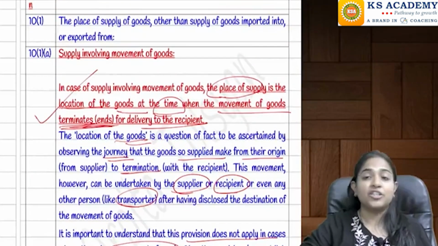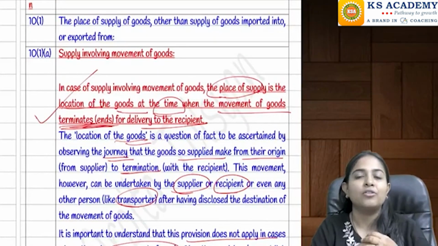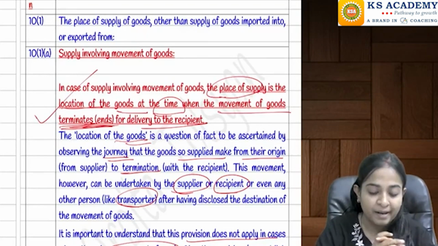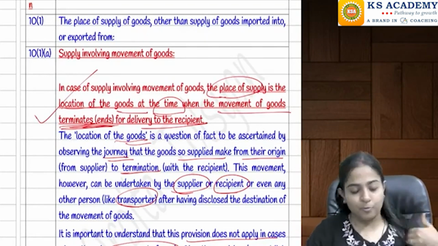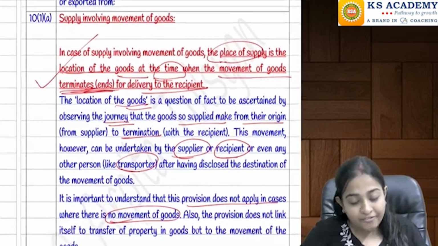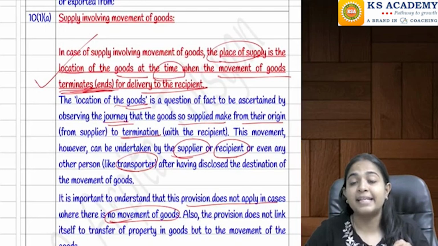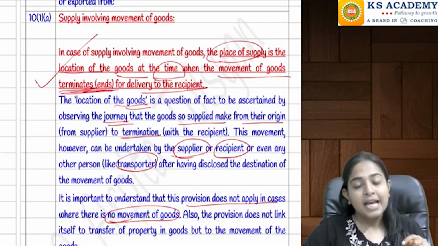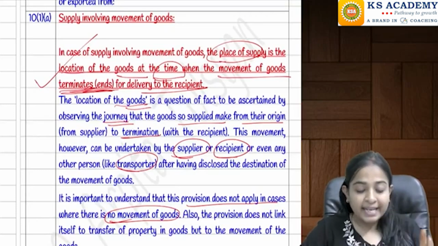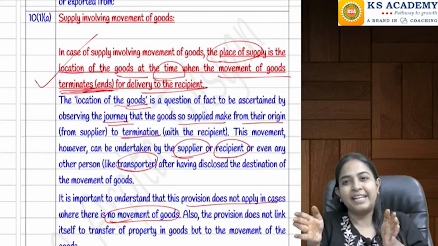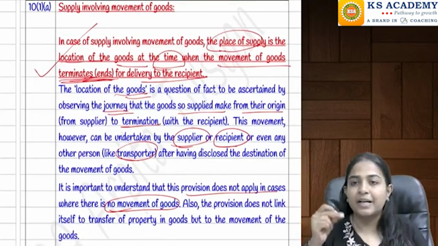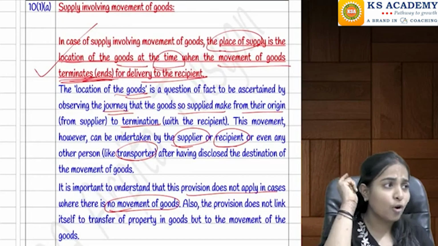Now let's start with section number 10.1. Section number 10.1 is what we refer to when we have to determine the place of supply other than import and export transactions. Within that, section number 10.1a talks about the supply of goods where the supply involves movement of the goods. In that case, the place of supply will be the location where the movement of the goods gets terminated, that is, the delivery to the recipient. That becomes the place of supply.